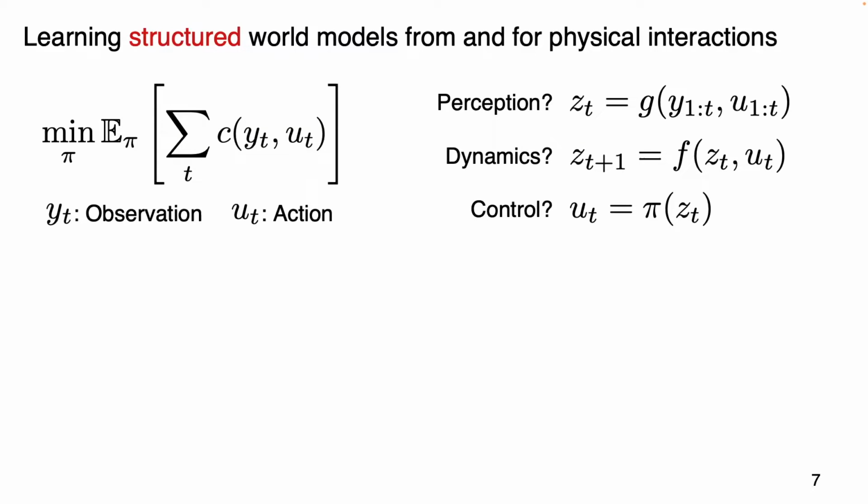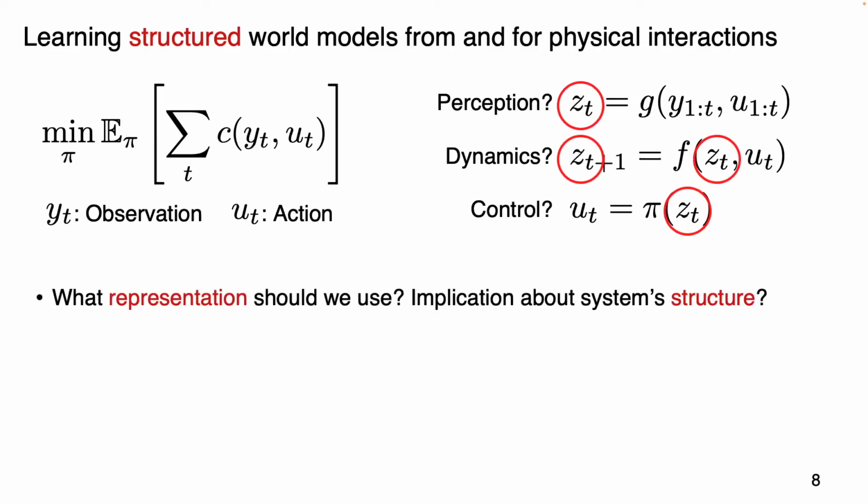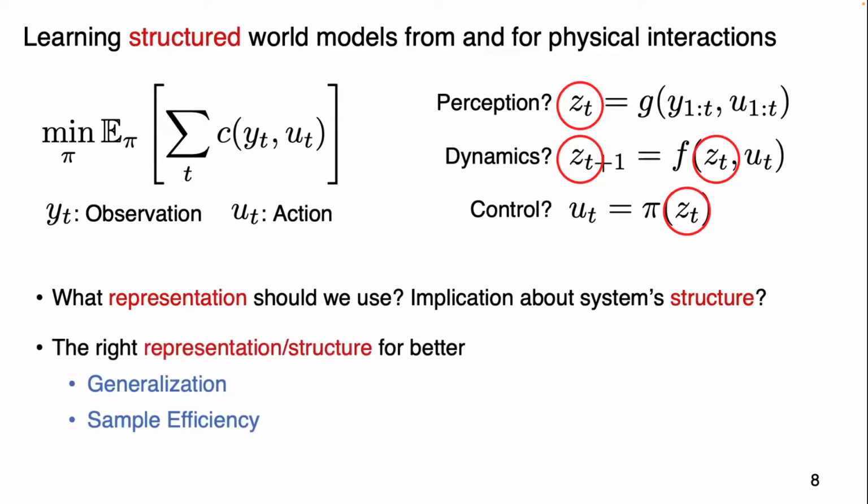If you look closely at this problem formulation, you realize that the choice of scene representation Z has a profound impact on the design of all components throughout the entire system. Thus, it is of paramount importance to think carefully on what kind of representation we should use for a given task and understand its implications about the system structure. I will show how a suitable choice of representation and structure can lead to better generalization and sample efficiency.